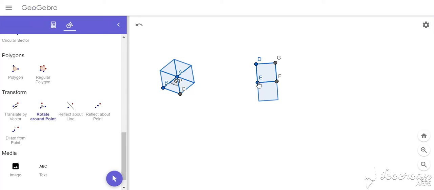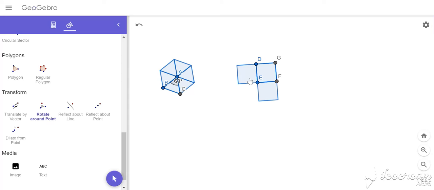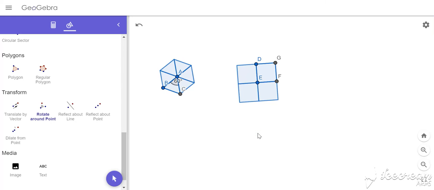I'm going to do the same thing for E. Well, first I'm going to select this, select E, 90, okay. Select this, E, and 90. Okay, so that's also made a square. So now at the vertex, there are 4 interior angles, and they all add up to 360 again. If you'll notice, every regular tessellation is going to have interior angles that add up to 360.